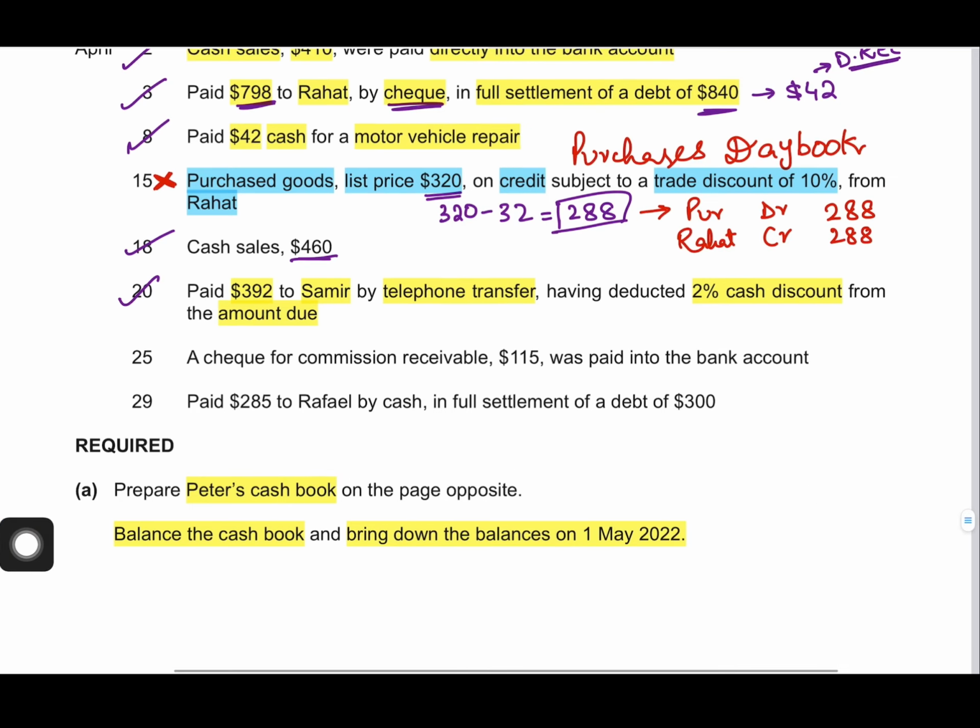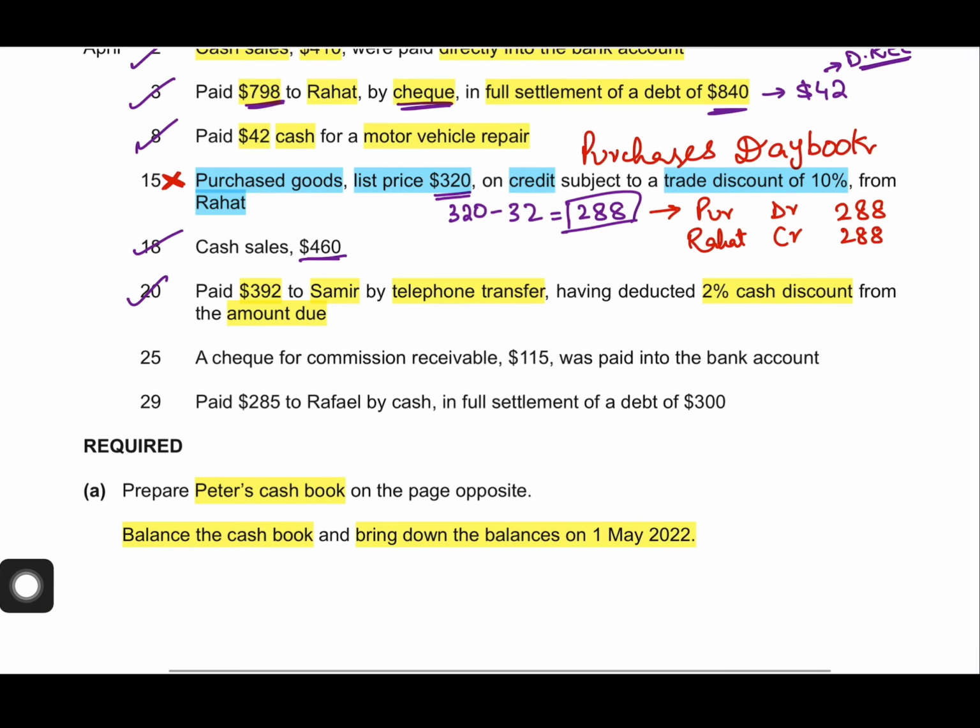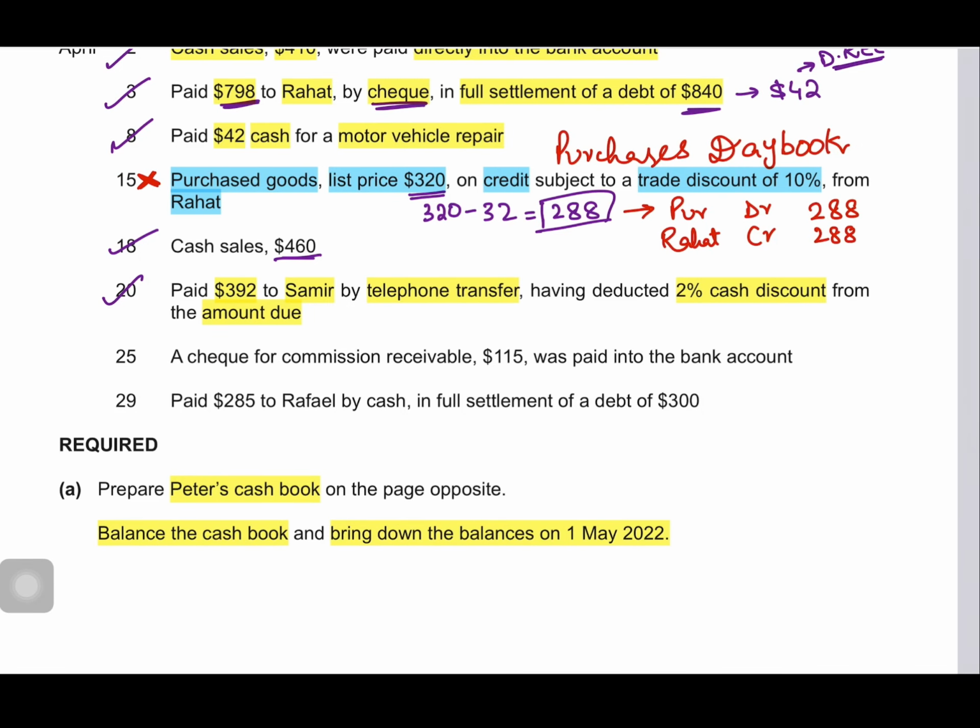Now first of all, should this be entered in my cash book? Yes, it will be entered. Why? Because telephone transfer is just like an online transfer, online banking through mobiles. So this will be financed through my bank account, and therefore it will be entered in my cash book.